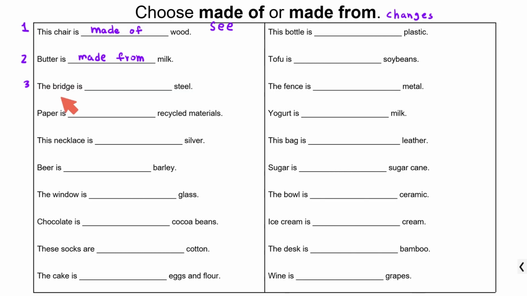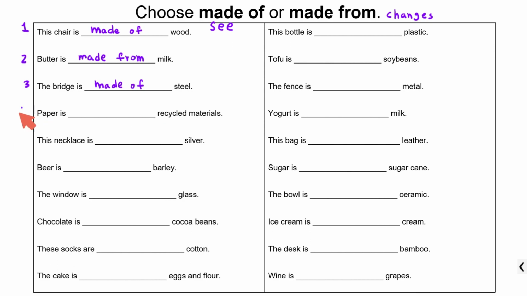Now let's do number three. The bridge is blank space steel. The answer for this one would be made of, because if you see a bridge, you can literally see the material and you can literally still see steel.